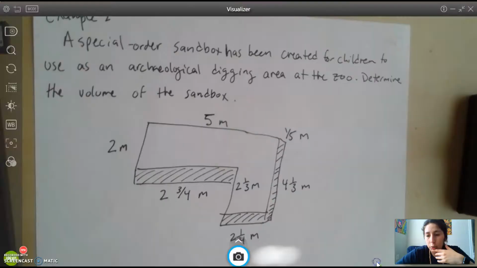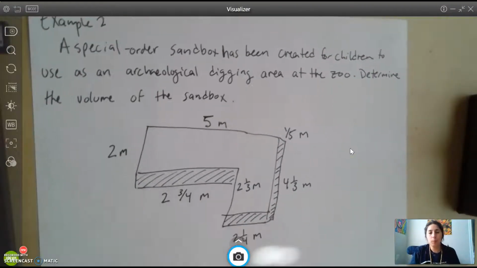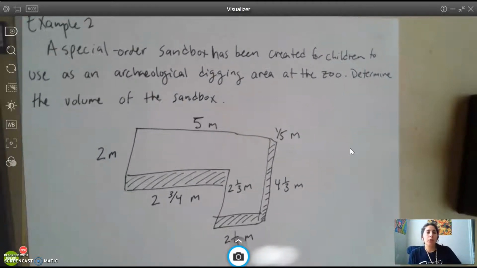Let's go over to our example 2. Okay, so we have a composite figure here. It says, a special order sandbox has been created for children to use as an archaeological digging area at the zoo. Determine the volume of the sandbox.